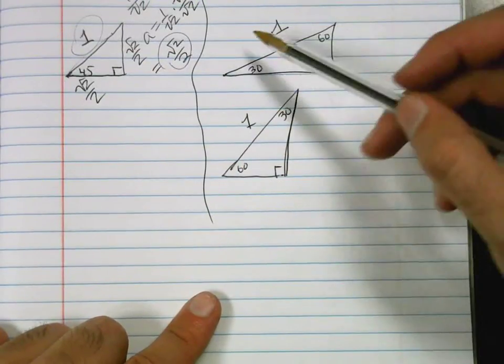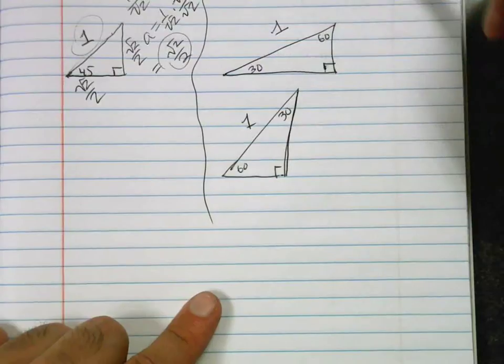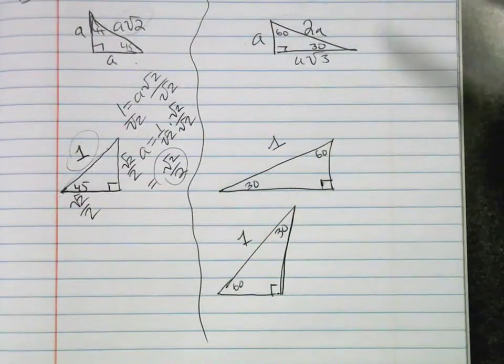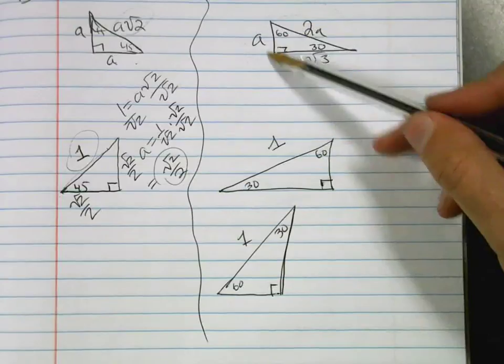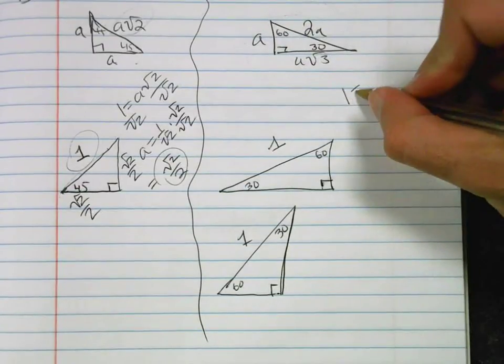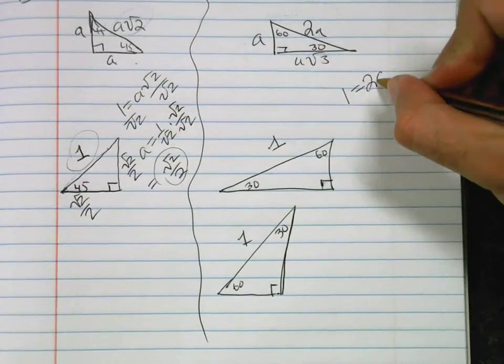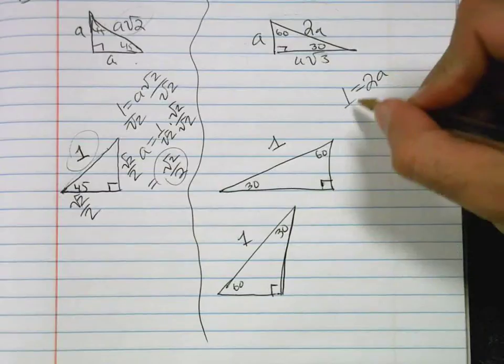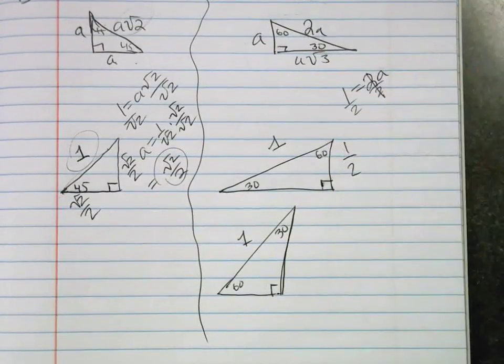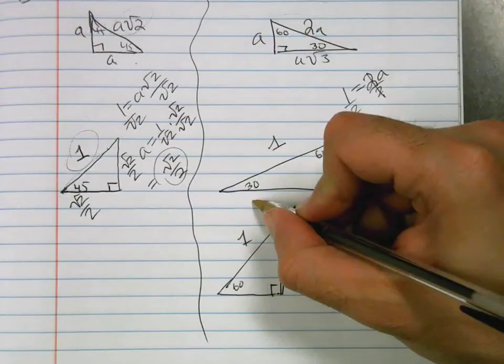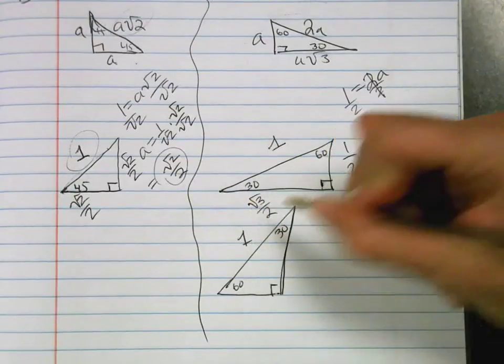Now, according to my triangle, it says that the hypotenuse is 2a, and the smaller side is a. So that means that 1 is equal to the hypotenuse, 2a. Divide both sides by 2. Now you get that a is a half. That means I can just write a half here. And I can write a half square root of 3, or just the square root of 3 over 2 there.